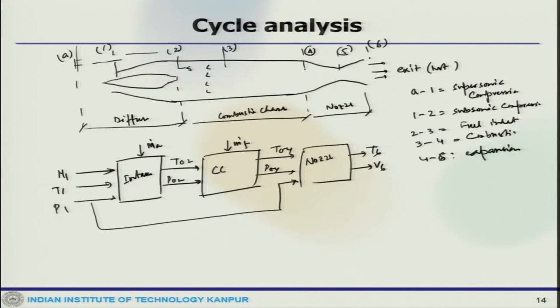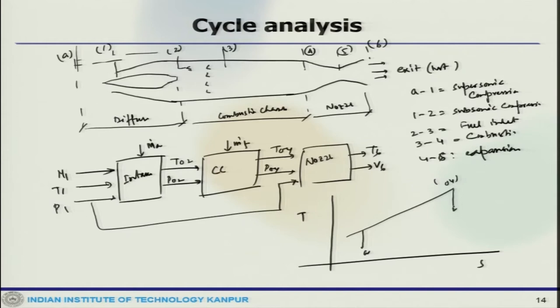Now once you have the block diagram, then you can always put the cycle, let us say the TS diagram. What happens, we will go here, this is A, then this is 4, then we come to 6, so this is 02. Then this is 6, this is 04. So this is an ideal TS diagram where P naught A equals P naught 2 equals P naught 4 equals P naught 6. So that is an ideal situation.